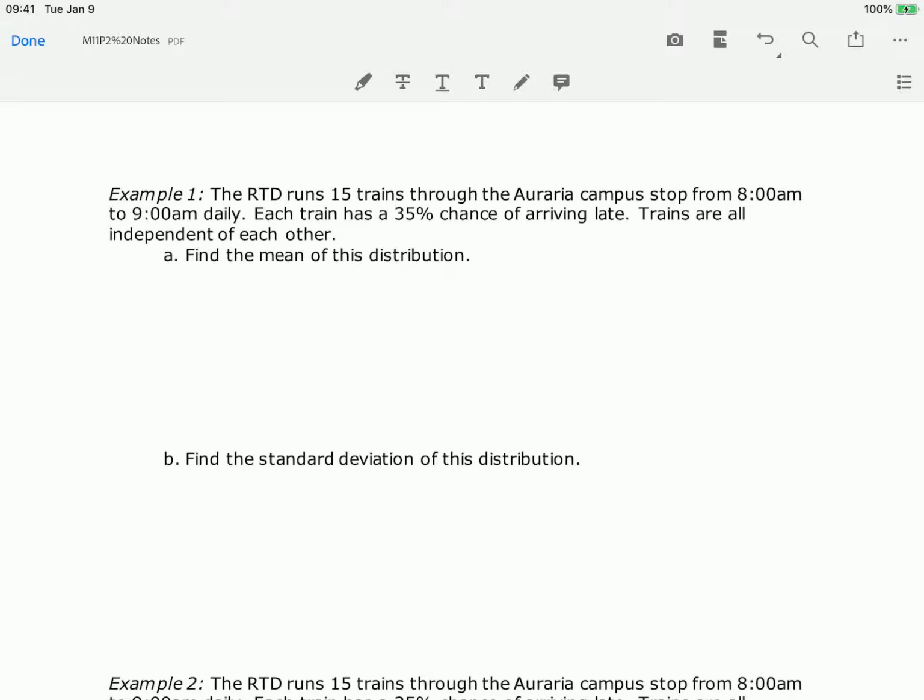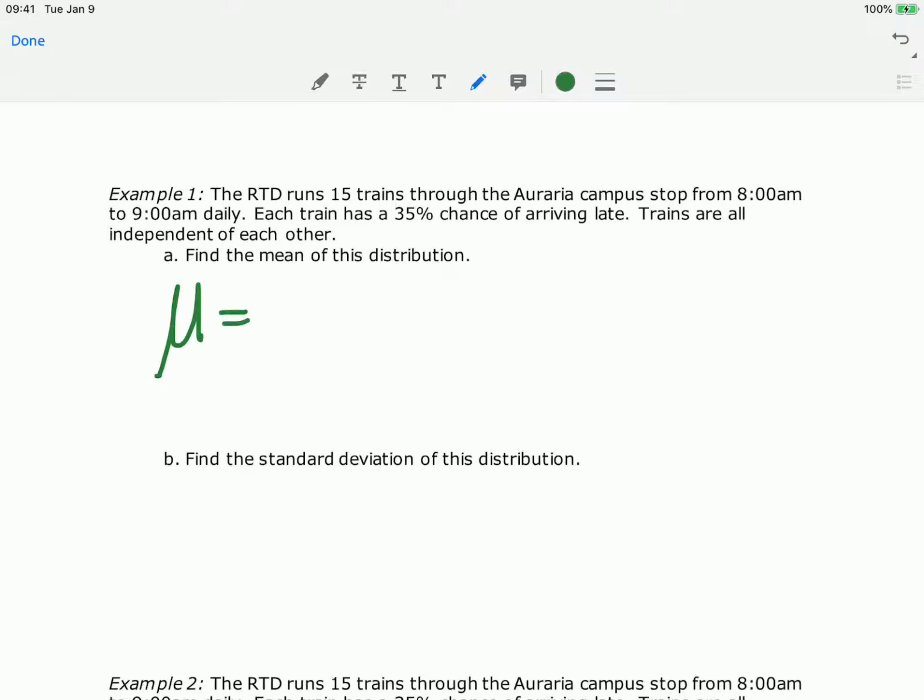So we have independent trials, because we were told they're independent of each other. We have a constant probability of success. Each train has a 35% chance of arriving late. We have a fixed number of trials. We're going to be looking at 15 trains. And we only have two possible outcomes. Either the train is late or the train is not late. If the train is on time, it's not late. If the train is early, it's not late. So there are only two outcomes. It's either late or it's not late. So we're going to find the mean of this distribution.